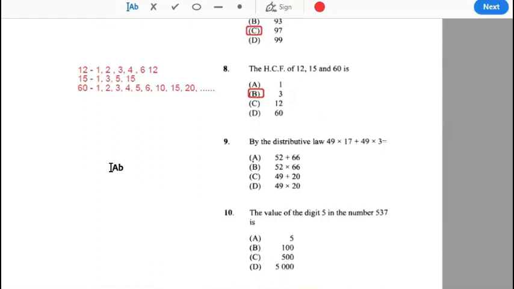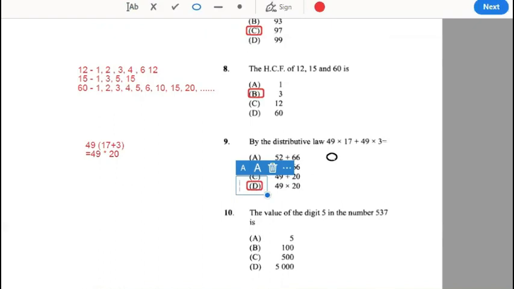So distributive law says that multiplying a number by a group of numbers added together is the same as doing each multiplication separately. So what we're saying is 49 times 17 plus 3 is expanded to give 49 times 17 plus 49 times 3. So if I work this out, it's 49 times 20.